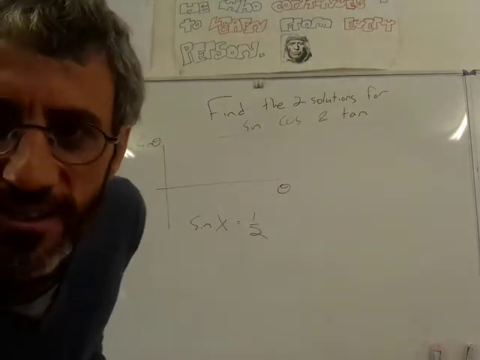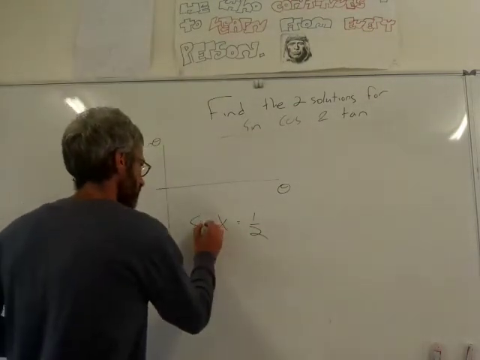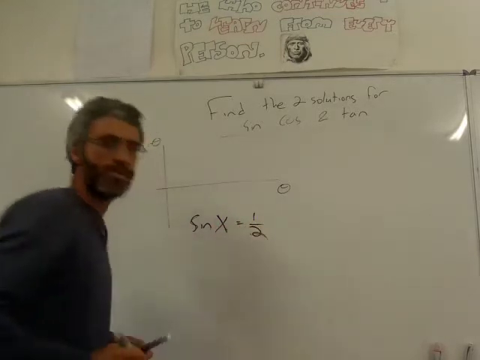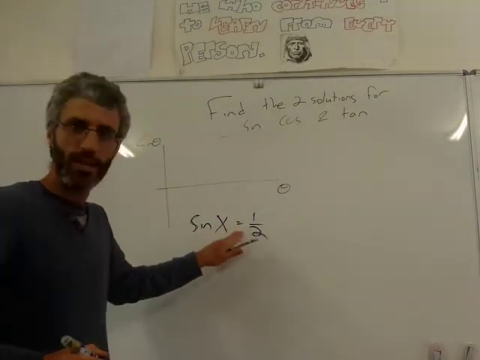And can you see these? Not the best, eh? Let's use the third one. Sine x equal half. So it's a trigonometric equation. There's trig and there's an equation.